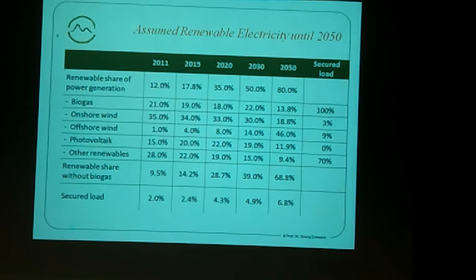Assumed renewable electricity share until 2050. If you want to have these shares, you have to split them among the different technologies: biogas, onshore wind, offshore wind, photovoltaic, other renewables. And here is the secured load of these technologies. So that means if you have this kind of combination of technology, your secured peak load is reduced by 2%. 2% is the load contribution of the renewables, and here in this case 6.8%.